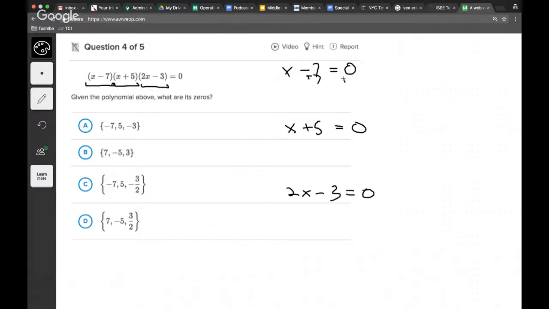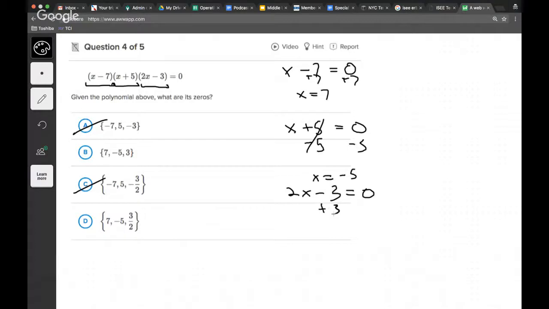Plus 7, x equals 7. That's 1 zero. A is out because it doesn't have a 7. C is out because it doesn't have a 7. Just from 1 zero, we've already eliminated 2 answers. Pretty good. Then what about this one? X plus 5 equals 0. Subtract 5 from both sides. X equals negative 5. B has a negative 5. D has a negative 5. That doesn't help us.